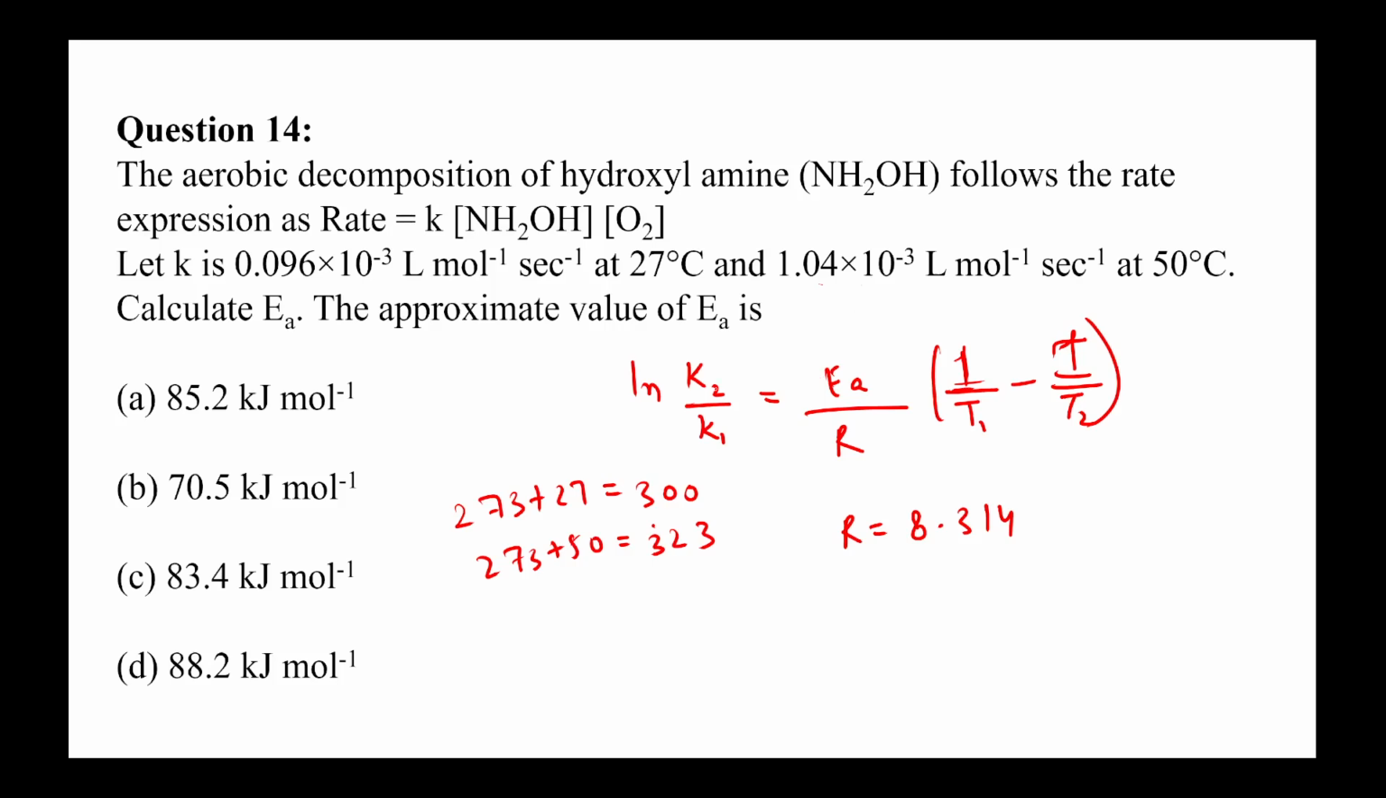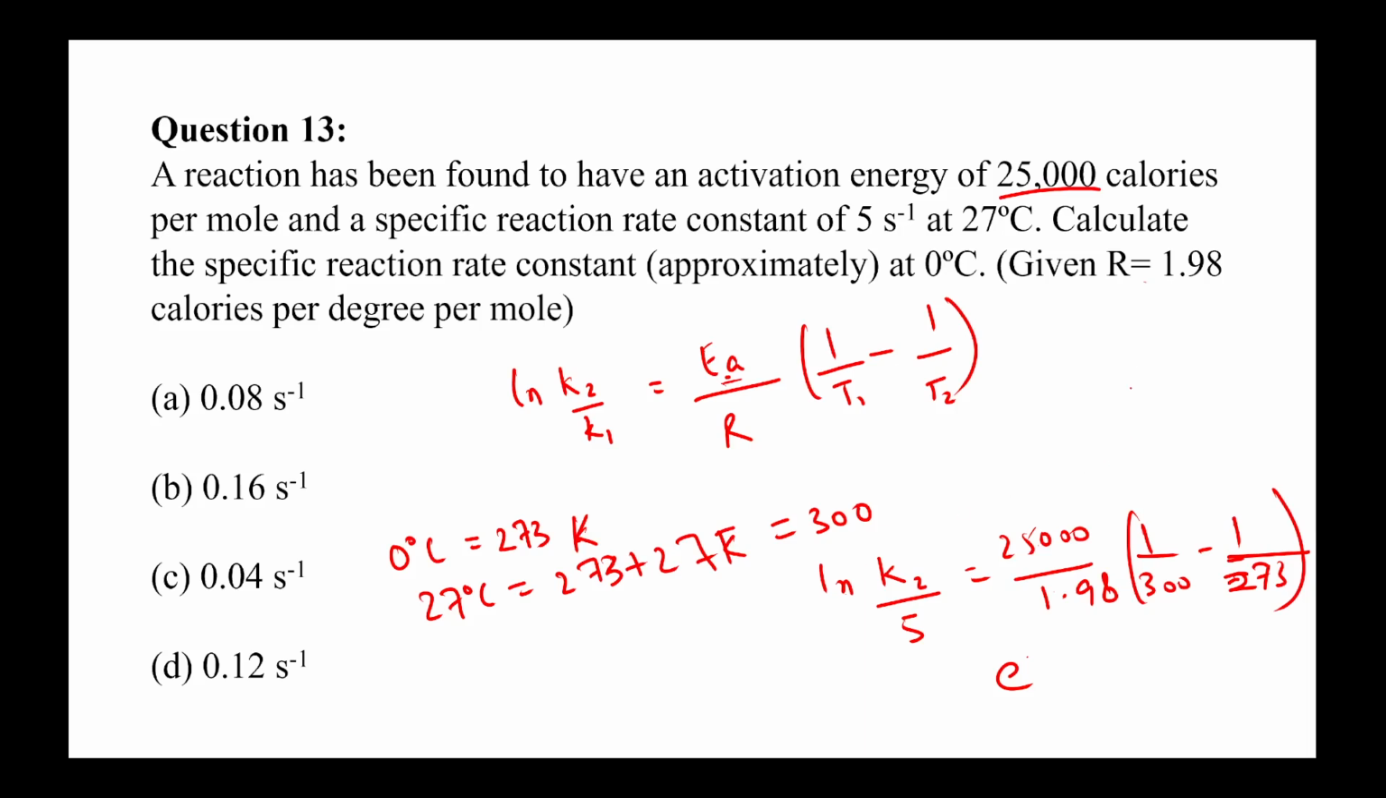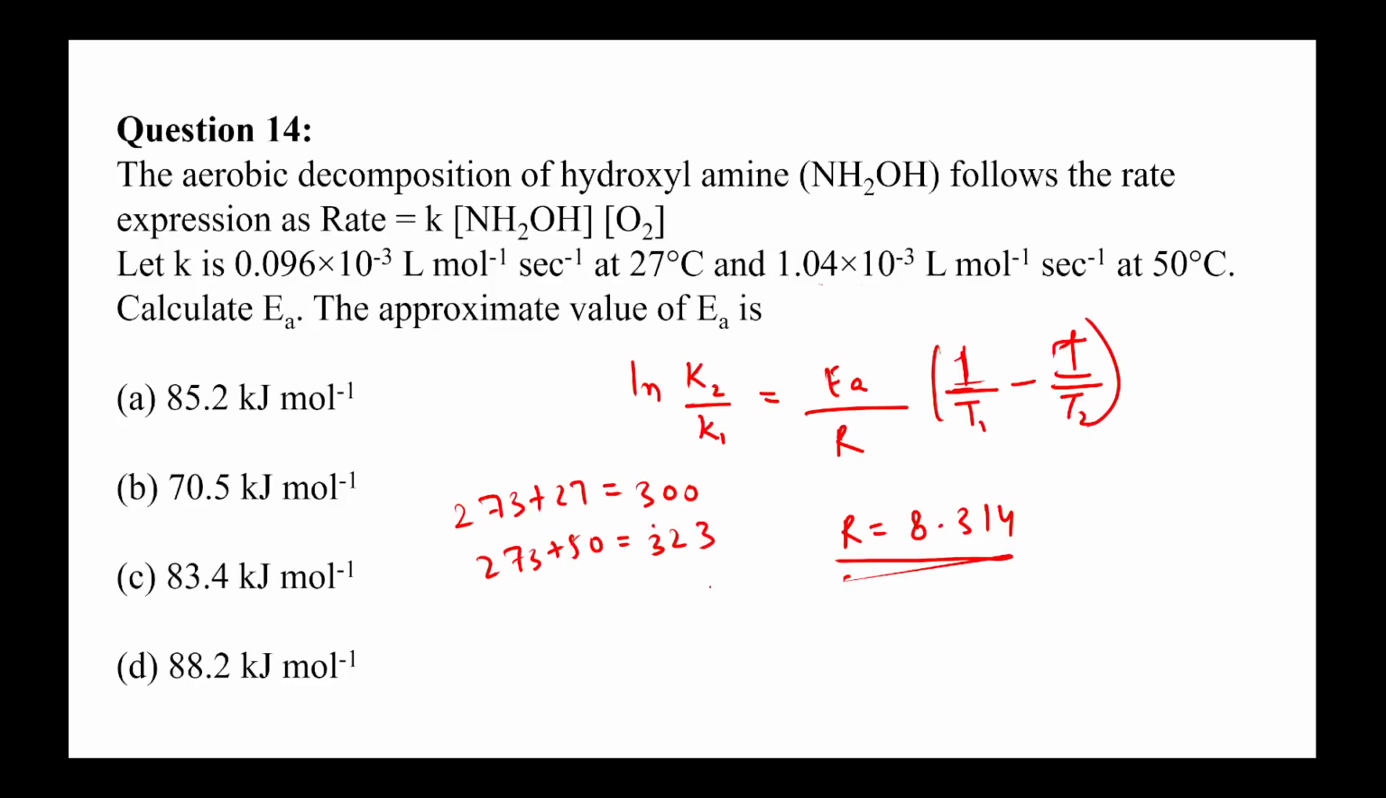So you have the K2 given, you have the K1 given, you have the R. R is a gas constant, so it's a fixed value. Generally, the value of R is given in the question. In the previous question, since it was in kilocalories, the value of R was in terms of calories. But in this question, the value of R is in terms of joules. Since in the options we have the answers in terms of joules, the value of R also you will have to take in joules.